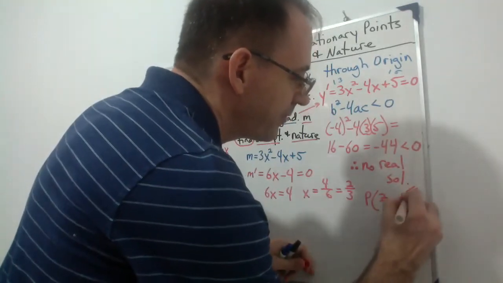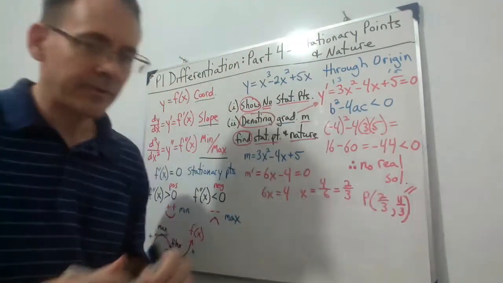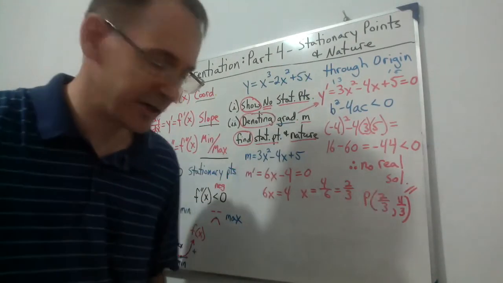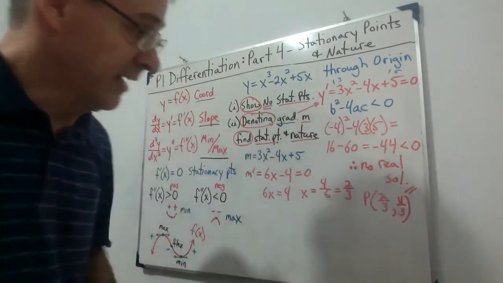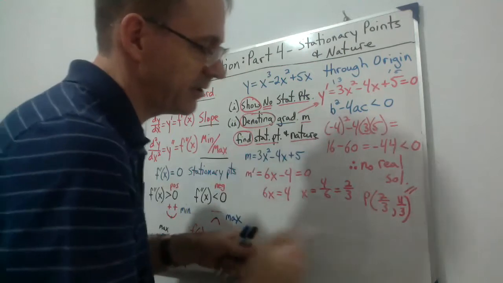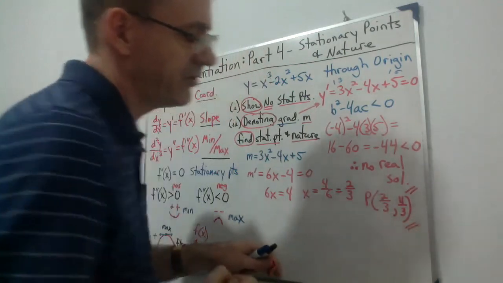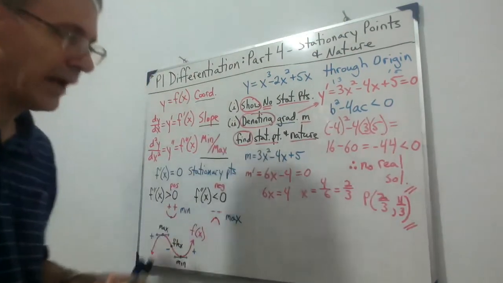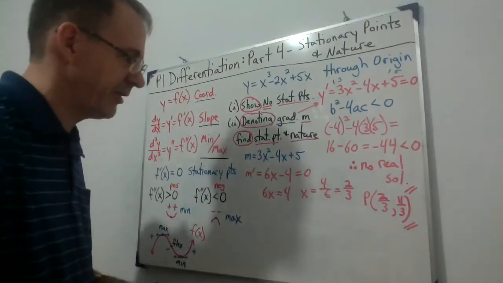If you're good with fractions, but actually, I wouldn't recommend you do it in your head. I would recommend you actually do it in your calculator, plug in 2/3 into your function, and you get your stationary point, singular, is 2/3 and 11/3 for the y value. So that's our stationary point.